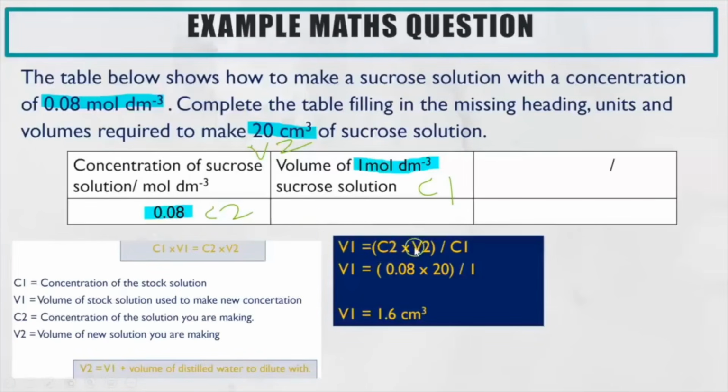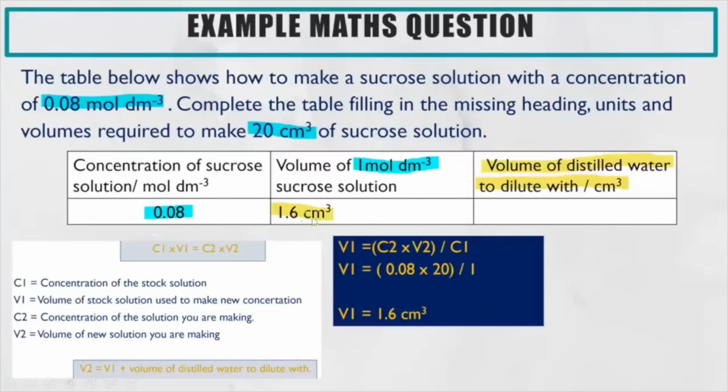So first thing I've done is rearrange the formula. Then I've slotted in our C2 and V2 and C1, and that has now given us 1.6 centimetres cubed.